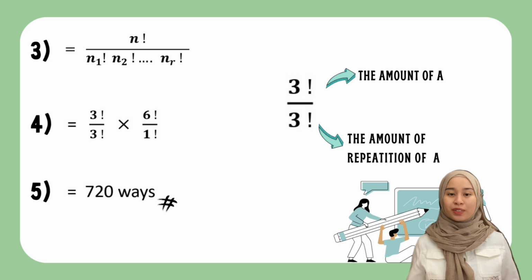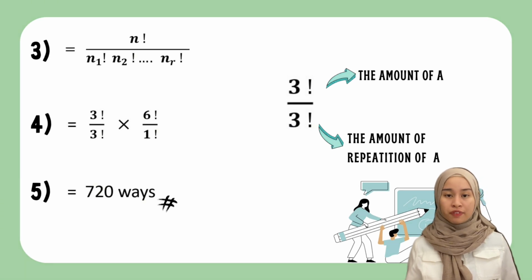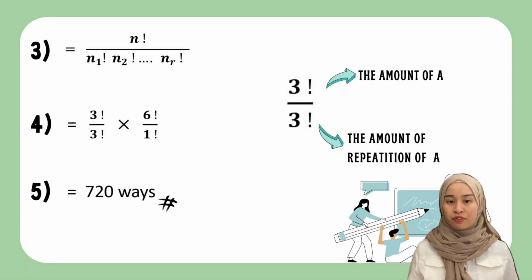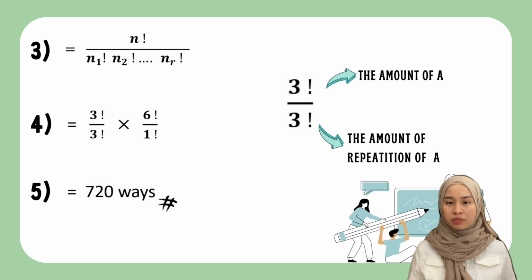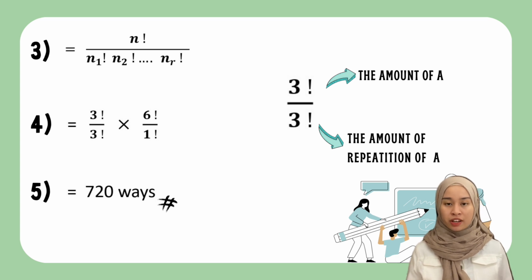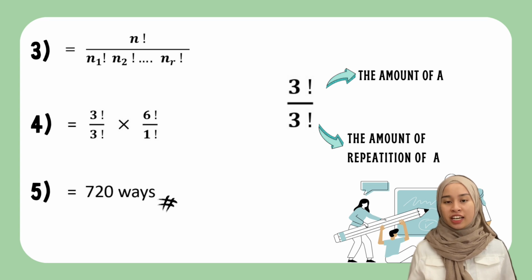So where did 3 factorial over 3 factorial come from? The above 3 factorial is the number of A's, and the below 3 factorial is the number of repetitions of A. And then you multiply it with 6 factorial over 1 factorial. Now you may use your calculator and you will get the answer for this question, which is 720 ways.